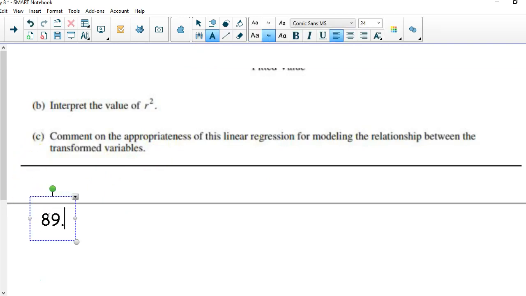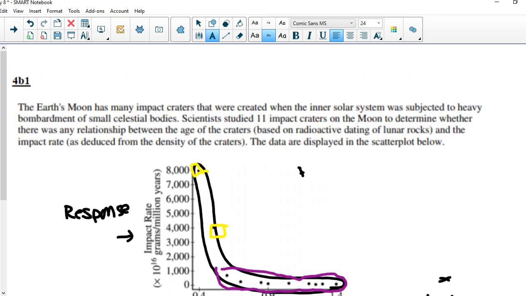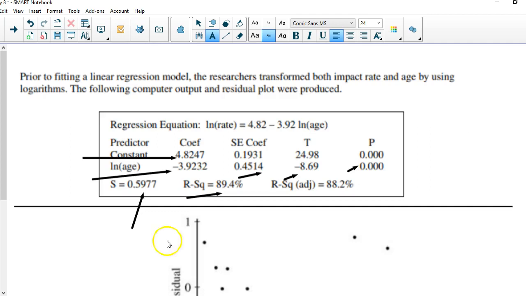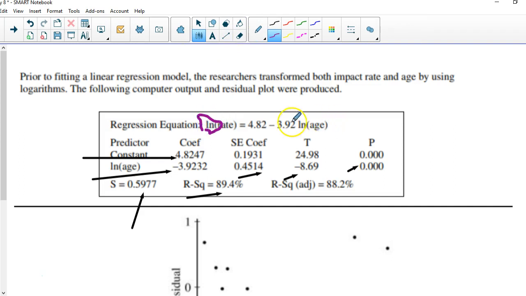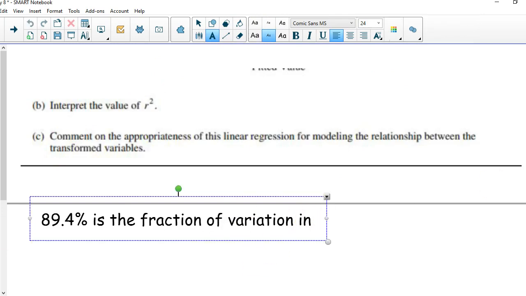I'm going to say 89.4% is the fraction of variation in y. Okay, so what is y? The biggest thing is it is not the impact anymore. It is the log of the impact, because they took the logarithm of both sides. And you can see here, what kind of log did they take? They took the natural log, because there's the regression equation.